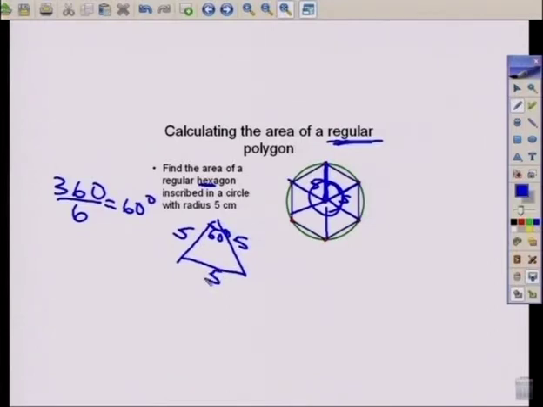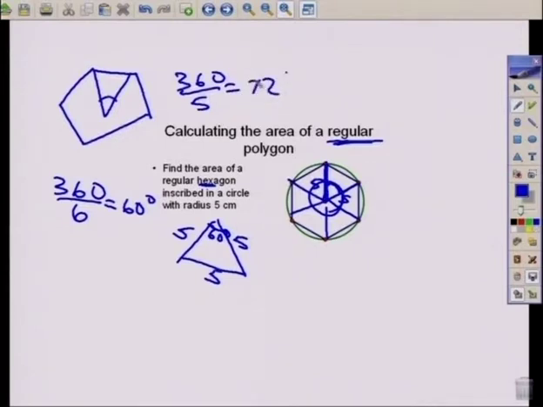But if we were working with a pentagon, for instance, we would take that 360 and divide it by 5 and get a 72-degree angle. So in a pentagon, we wouldn't get this nice equilateral relationship. We would still have an isosceles triangle, but we wouldn't have an equilateral one. I chose an equilateral on this one just because we can see an exact value of it. And so let's calculate the area of this one triangle.